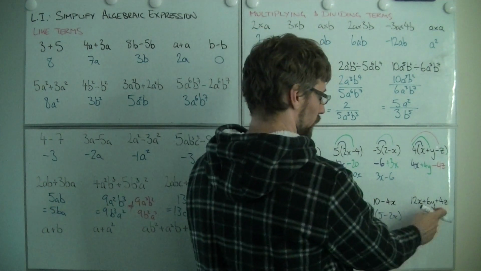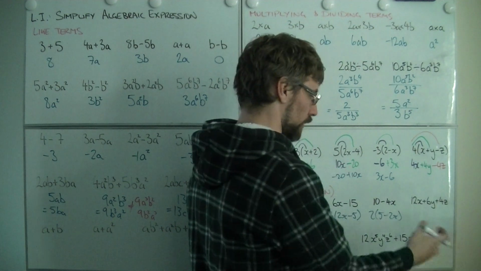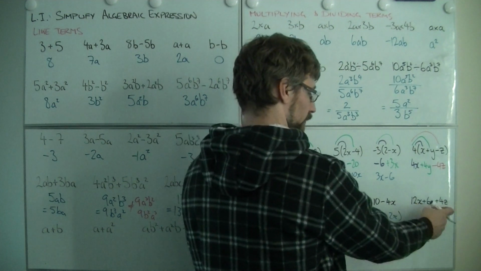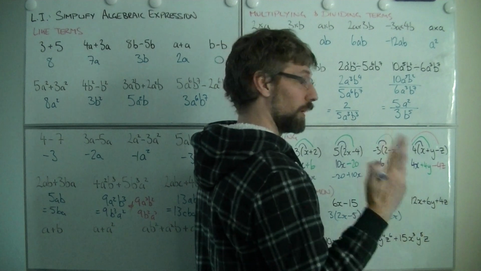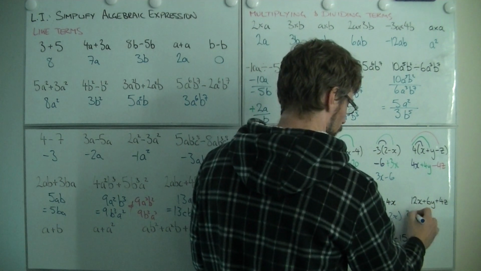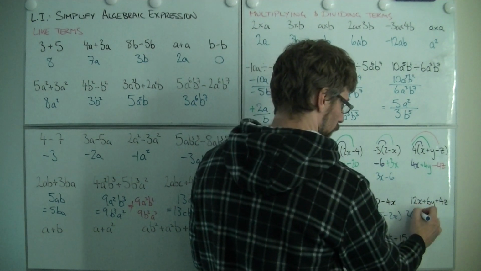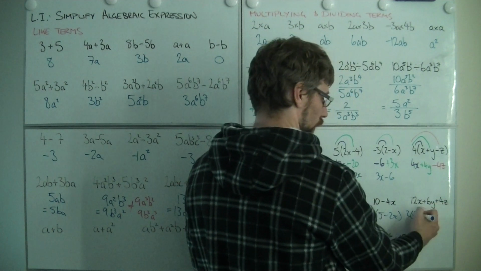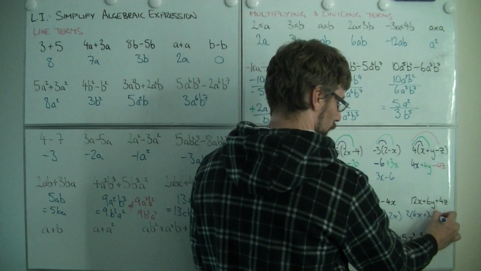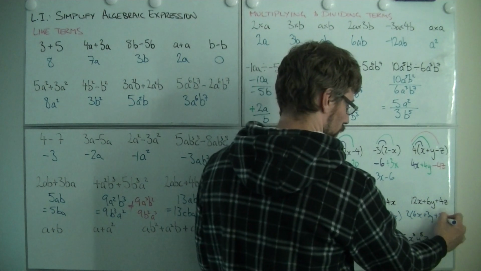Well, this has got x, this has got y, this has got z, so they don't have any letters in common. But the numbers, 12, 6 and 4, well, I could divide all those by 2. So take out a 2, 12x divided by 2, 6x. 6y divided by 2, 3y. 4z divided by 2, 2.